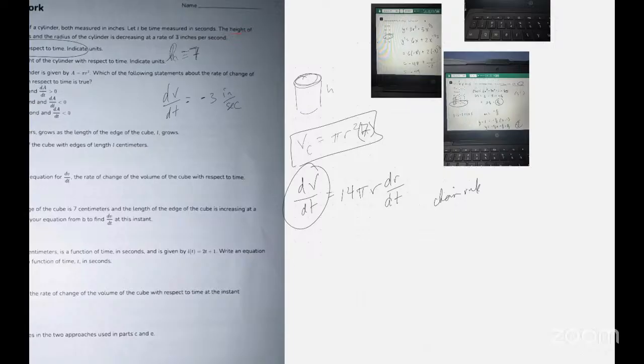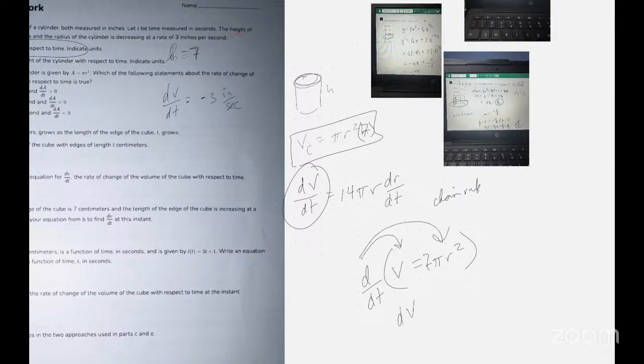So we're taking the derivative of this equation right here. I'll call it volume, V equals 7 pi r squared. We're taking the derivative of that with respect to time. It's kind of like you're distributing this into both of those. So dV/dt equals, now take the derivative of it.